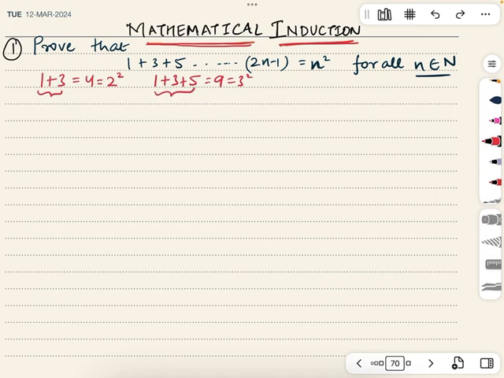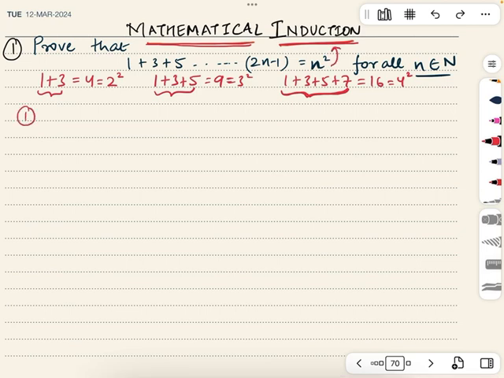You can see 3 odd terms result in 3 square. Then you have 1 plus 3 plus 5 plus 7, which is the first 4 consecutive odd numbers. This adds up to 16, which is also 4 square. Now I'm going to prove it with the process of mathematical induction.